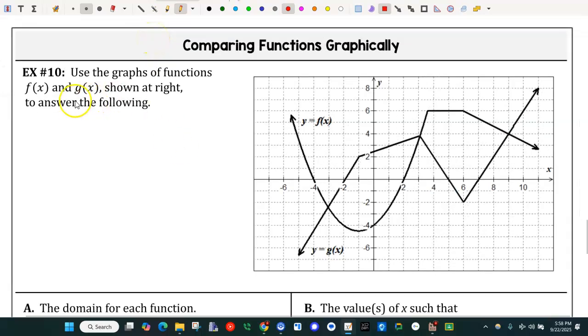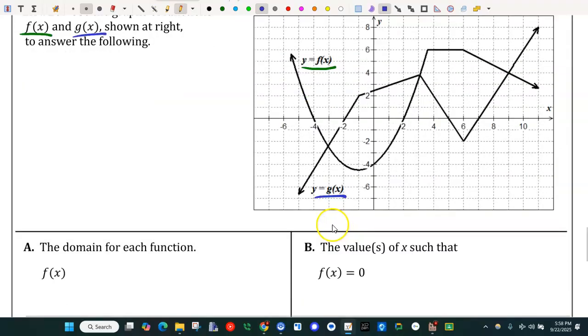Use the graphs shown to answer the following questions. So we have two graphs. One's f of x, that's right here, and one's g of x, that's right here. So we just have two graphs living together here. And it says find the domain of each. Okay, we can do that. Let's first do this one.